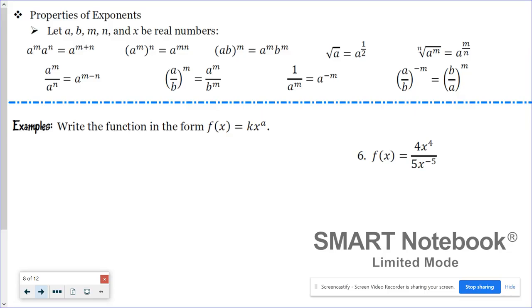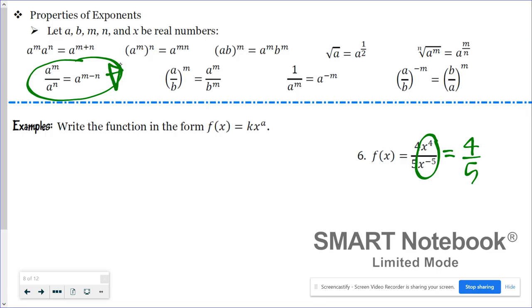In number 6 here, I see a quotient. So this is what I'm seeing when I look at number 6, because I have 4x to the 4th divided by 5x to the negative 5th. Now the 4/5, that's just going to be that k value. And then when it comes to x to the 4th divided by x to the negative 5th, if I use this rule, I'm going to subtract my exponents. So 4 minus negative 5 is 9.